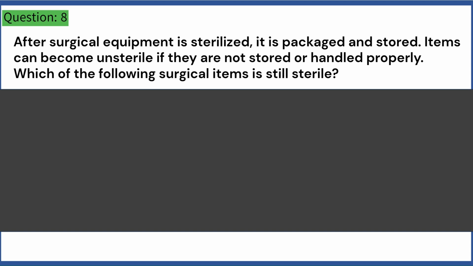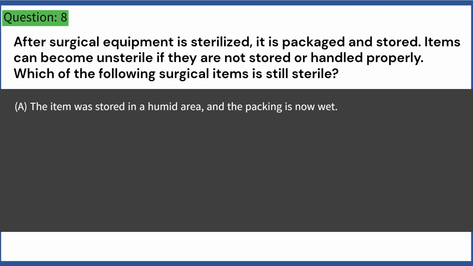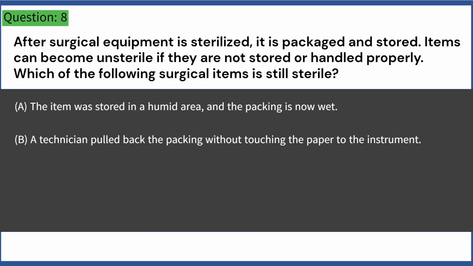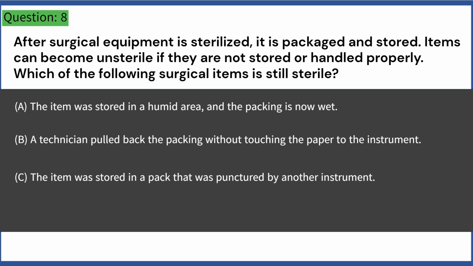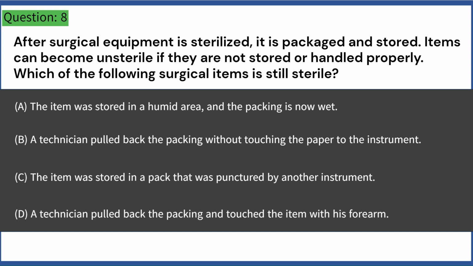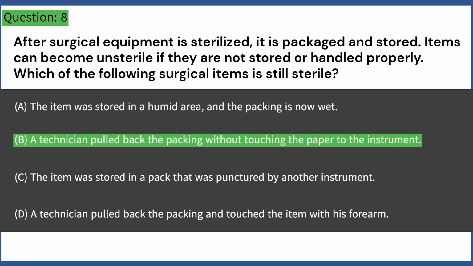After surgical equipment is sterilized, it is packaged and stored. Items can become unsterile if they are not stored or handled properly. Which of the following surgical items is still sterile? A. The item was stored in a humid area, and the packing is now wet. B. A technician pulled back the packing without touching the paper to the instrument. C. The item was stored in a pack that was punctured by another instrument. D. A technician pulled back the packing and touched the item with his forearm. Answer: B. A technician pulled back the packing without touching the paper to the instrument.